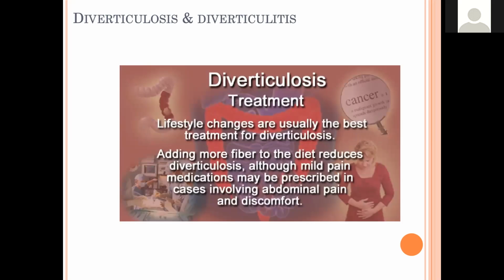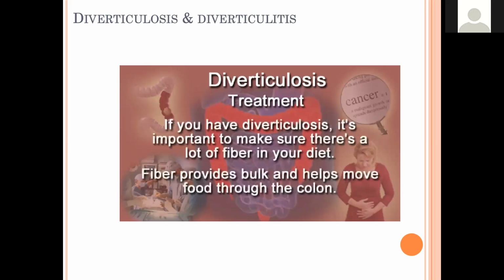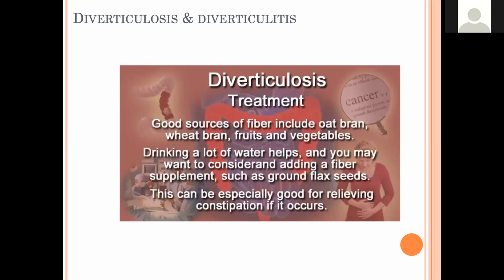Treating diverticulosis. Lifestyle changes are usually the best treatment for diverticulosis. Adding more fiber to the diet reduces diverticular problems, although mild pain medications may be prescribed in certain cases where abdominal pain or discomfort is present. If you have diverticulosis, it's important to make sure there's a lot of fiber in your diet. Fiber provides bulk and helps you move food through the colon. Good sources of fiber include oat bran, wheat bran, and of course, fruits and vegetables. Drinking a lot of water helps, and you may want to consider adding a fiber supplement such as ground flaxseed. This can be especially good for relieving constipation should it occur.